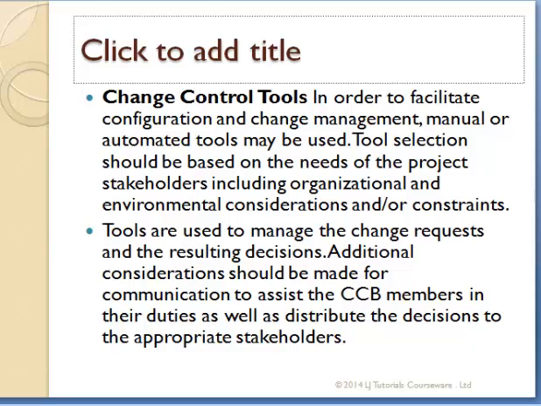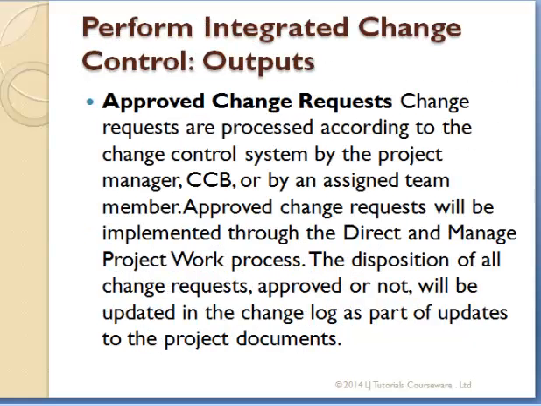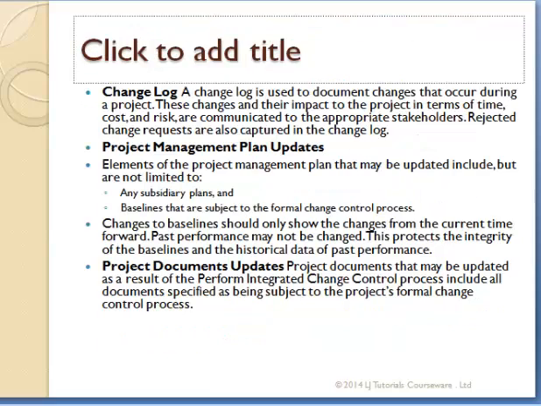Then what is the output of perform integrated change control? We have approved change requests. The CCB, the change control board, sits down and says, is this change necessary? If yes, we approve it. Then also we should have a change log. All the changes that are raised, all the change requests, are documented, and we should know the status of the changes.